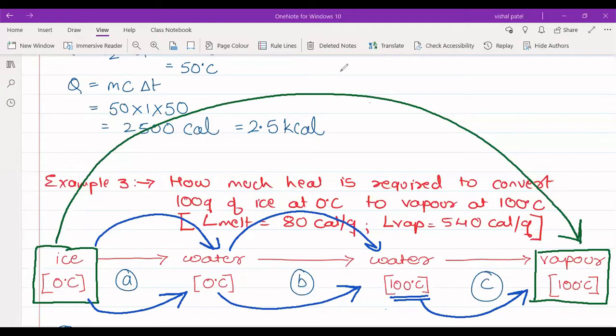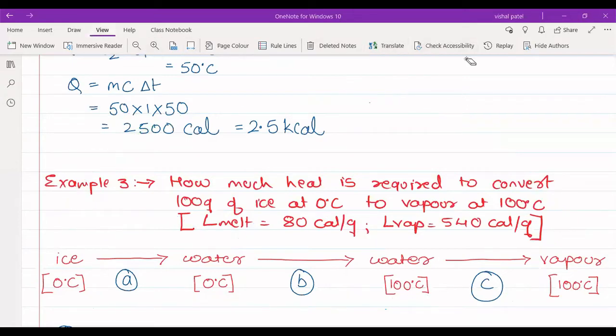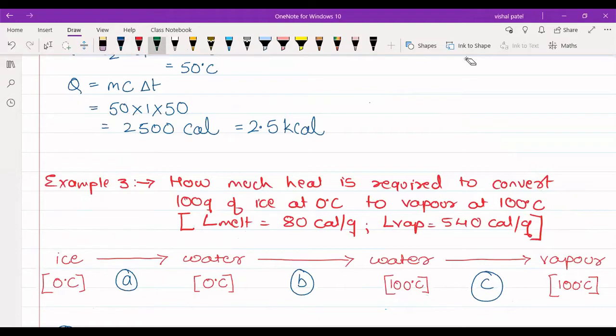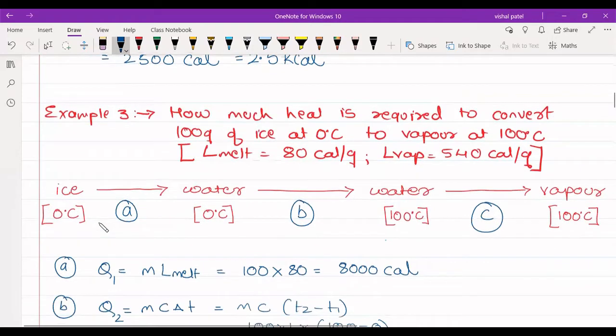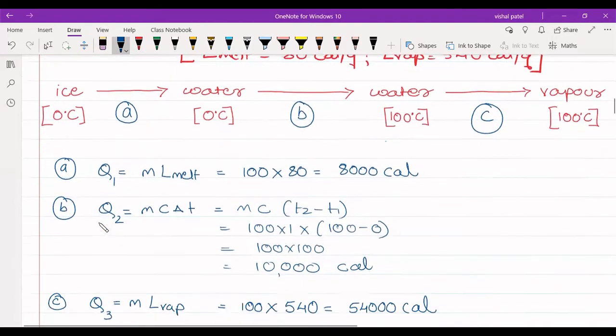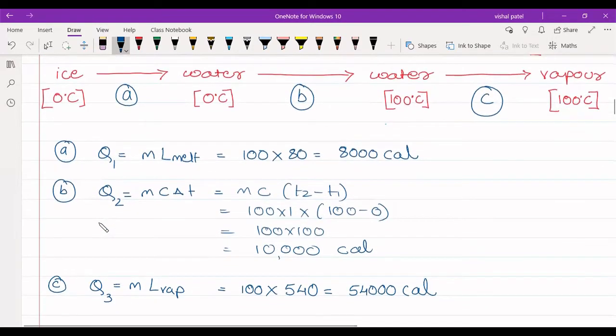Okay, students, so this is what is given to us. Question में दिया है directly ice at 0 to water vapor at 100, लेकिन बीच में क्या होता है वो हमको समझ में आना चाहिए. So let me remove all the annotations and now see what I'm trying to tell you. Let me show you the sum now. Students, I've written A, B, C. See the first part.